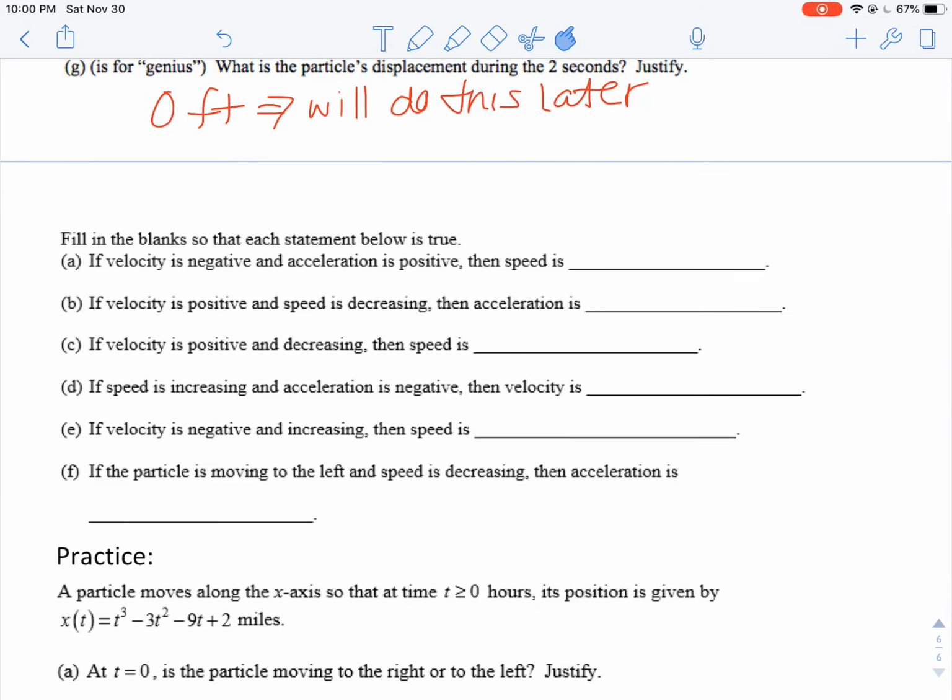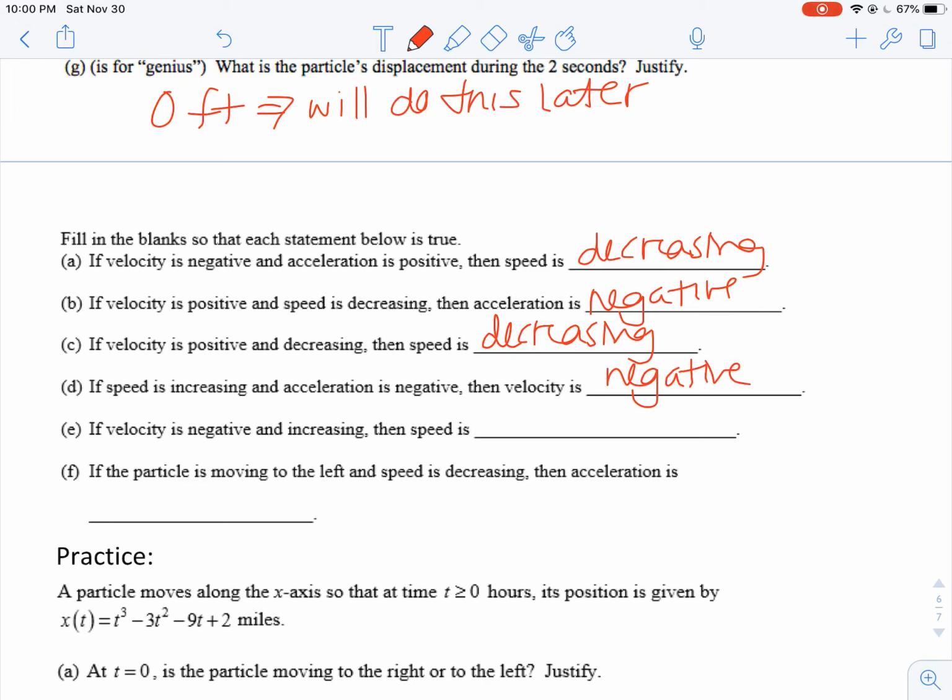All right, last page, quick fill in the blanks. If velocity is negative and acceleration is positive, then speed is decreasing. If velocity is positive, speed is decreasing, then acceleration is negative. If velocity is positive and decreasing, then speed is decreasing. If speed is increasing, acceleration is negative, then the velocity is negative.